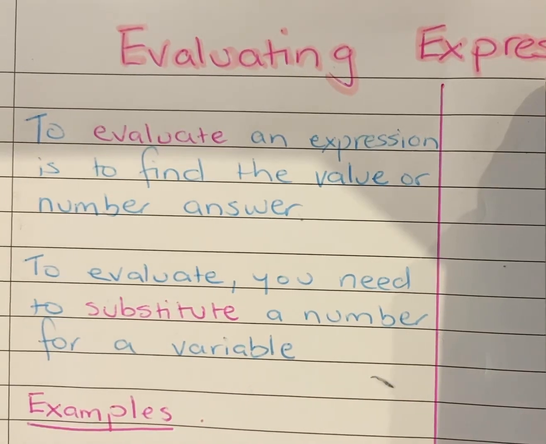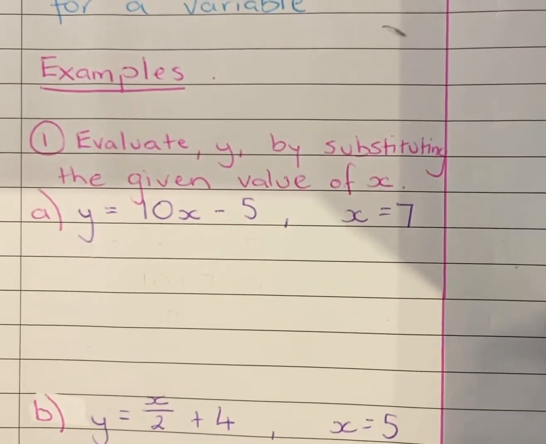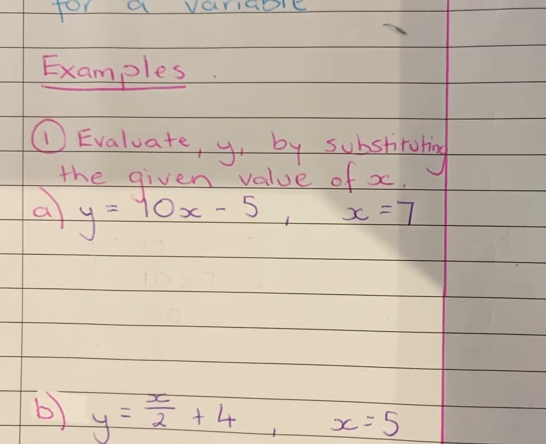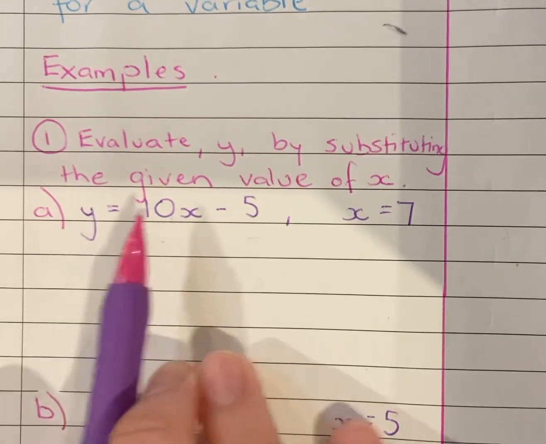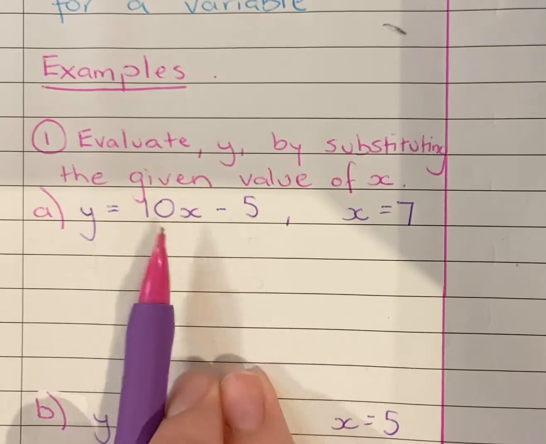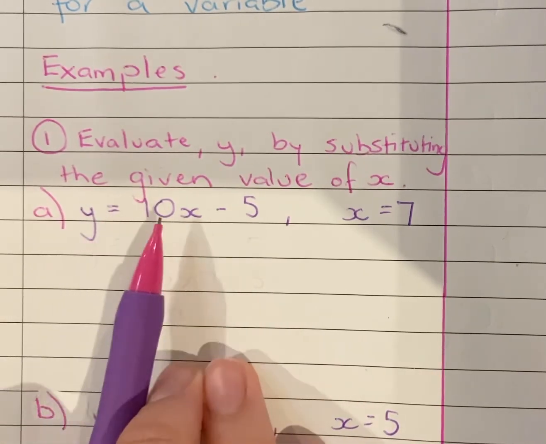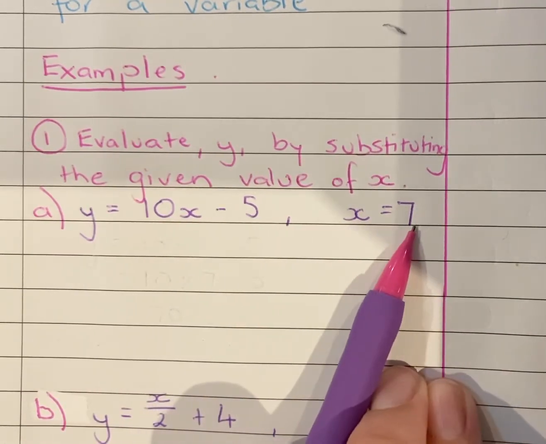So the best way to identify these is to use our examples. So our very first example, we need to evaluate y by substituting the given value of x. What does that mean? It means we need to find the number answer for what y is equal to by replacing x with a given number. And in this case, we're given y is equal to 10x minus 5 and that x is equal to 7.